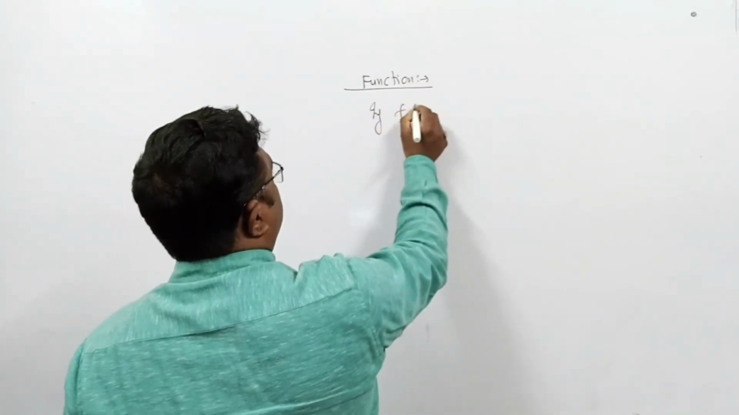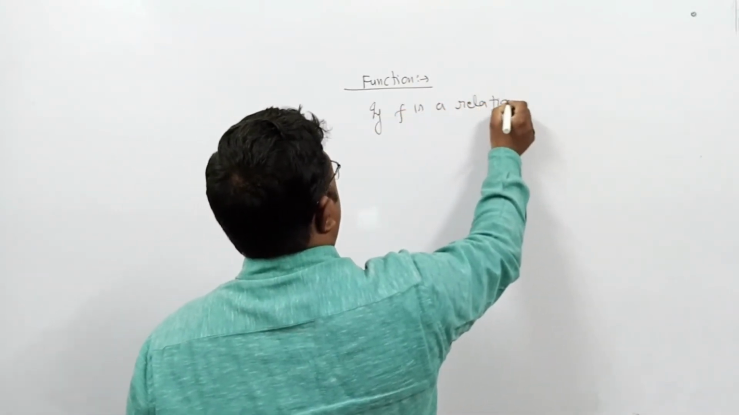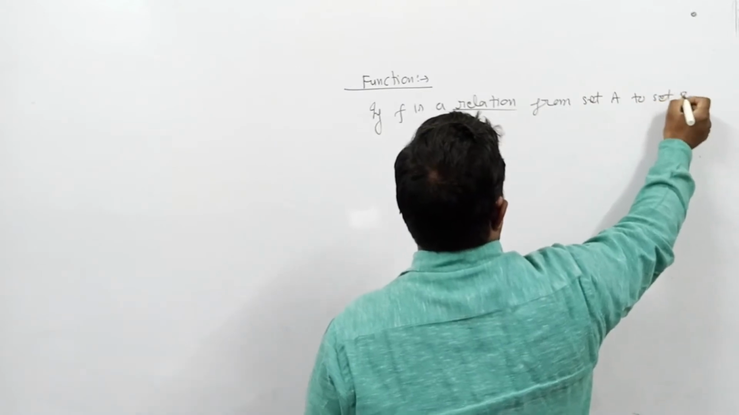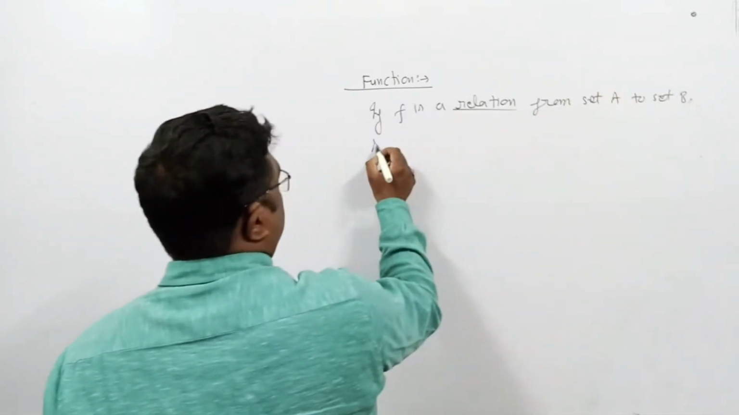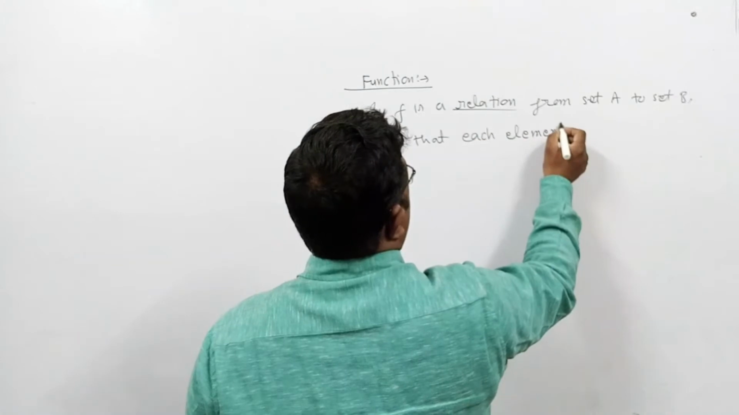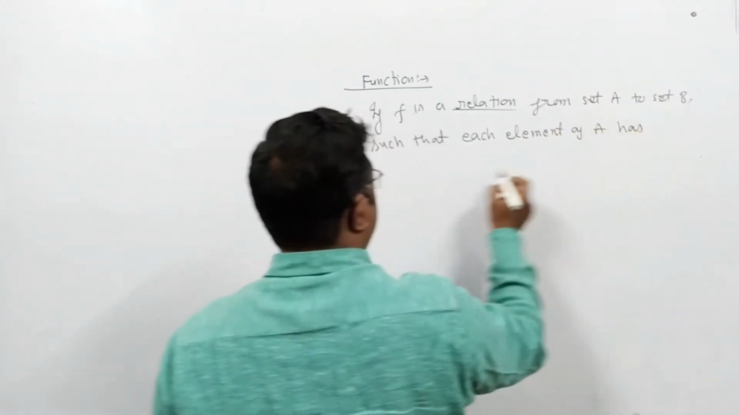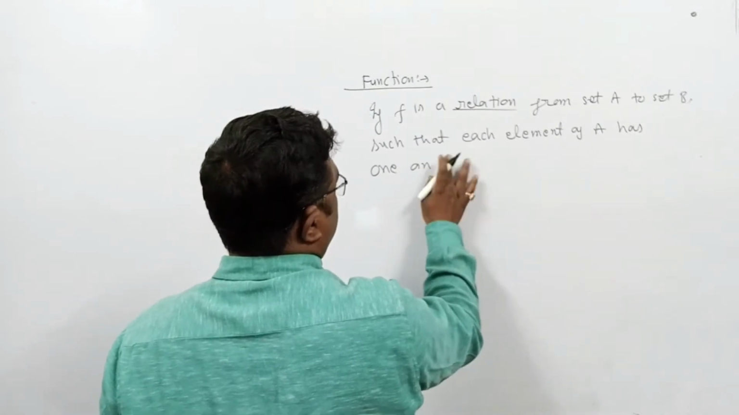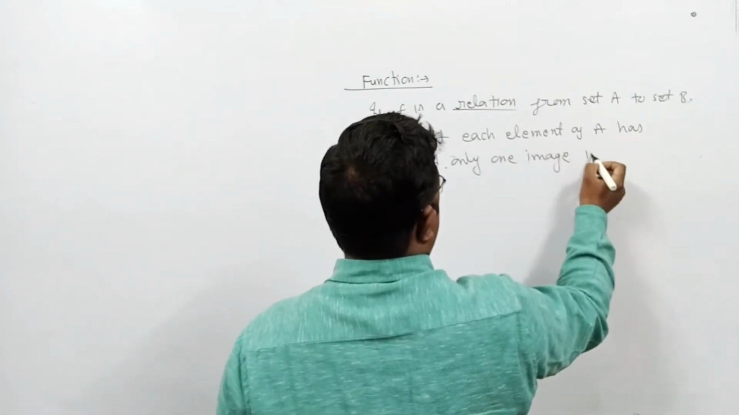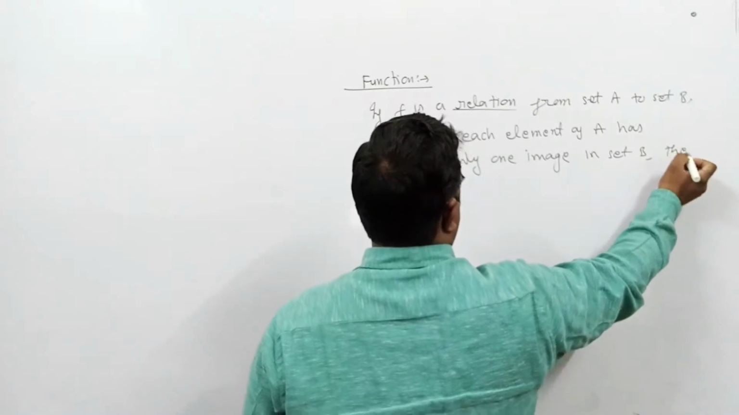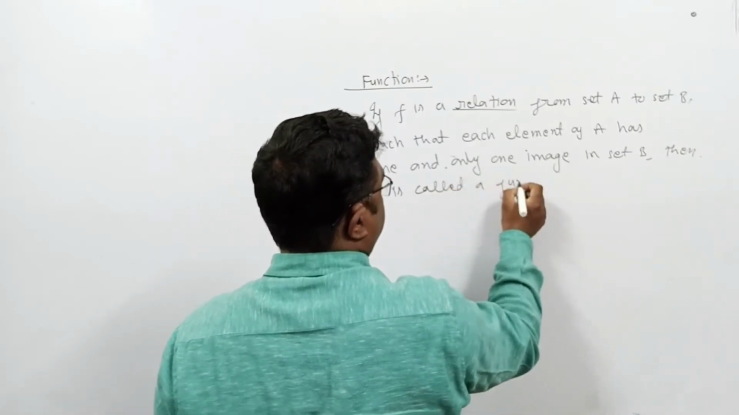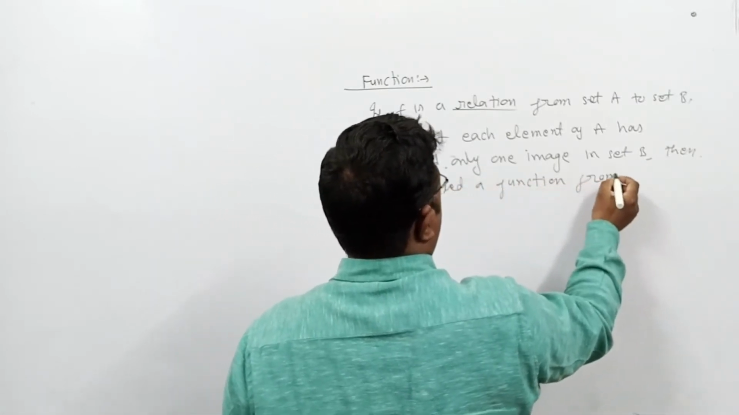If small f is a relation from set A to set B such that each element of A has one and only one image in set B, then f is called a function from A to B.